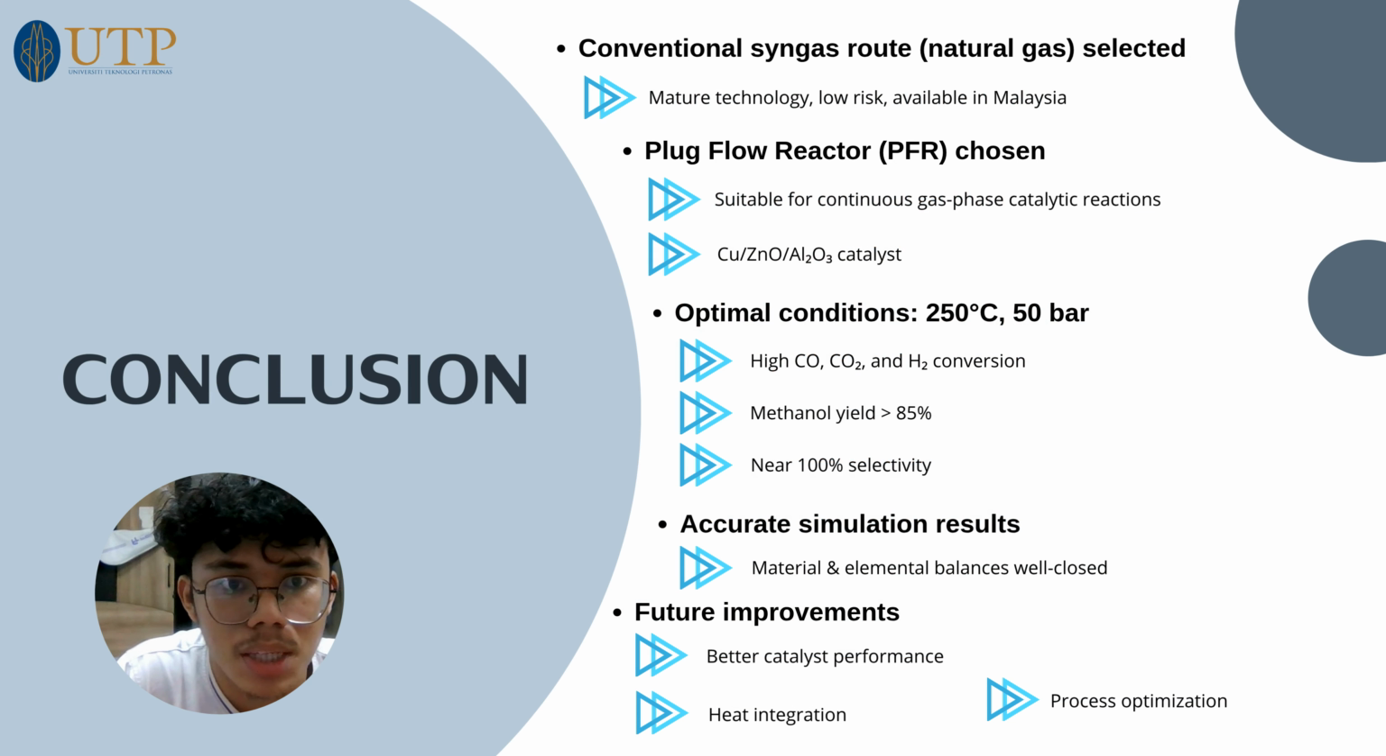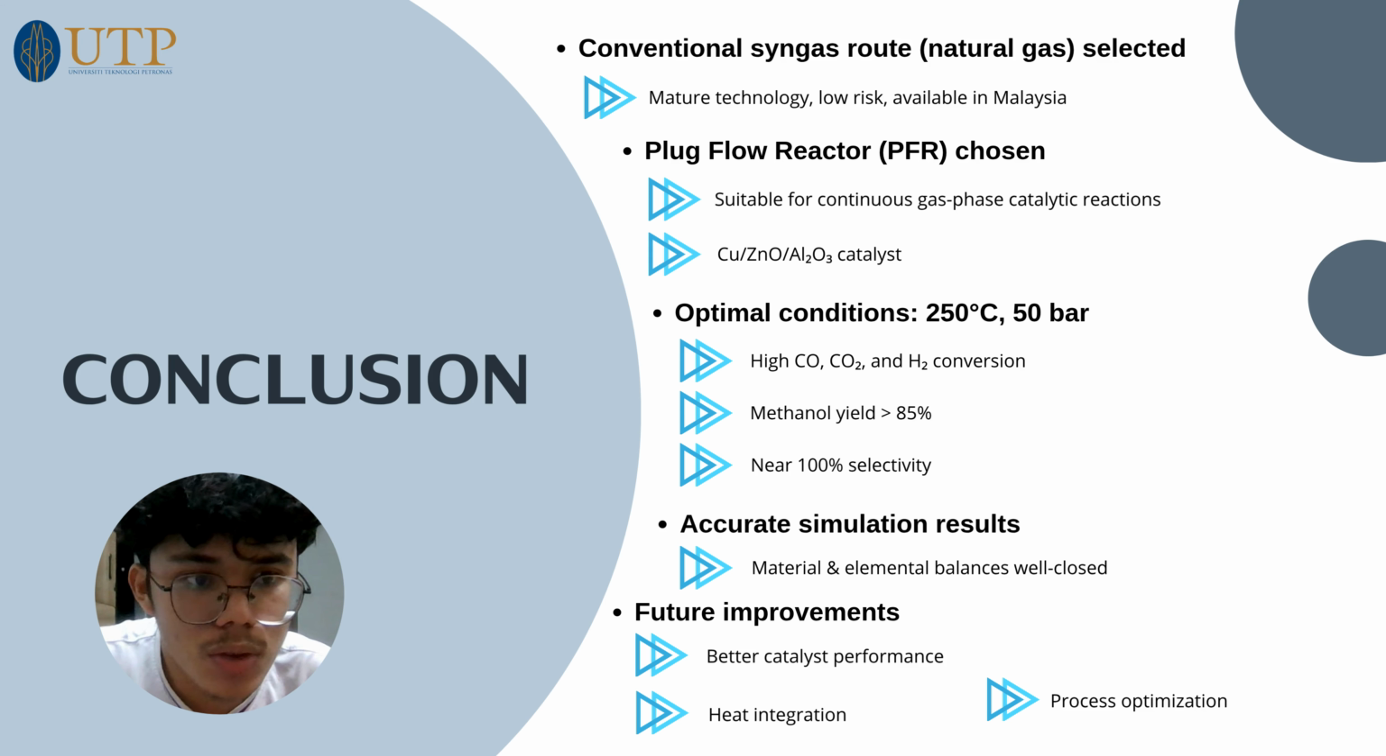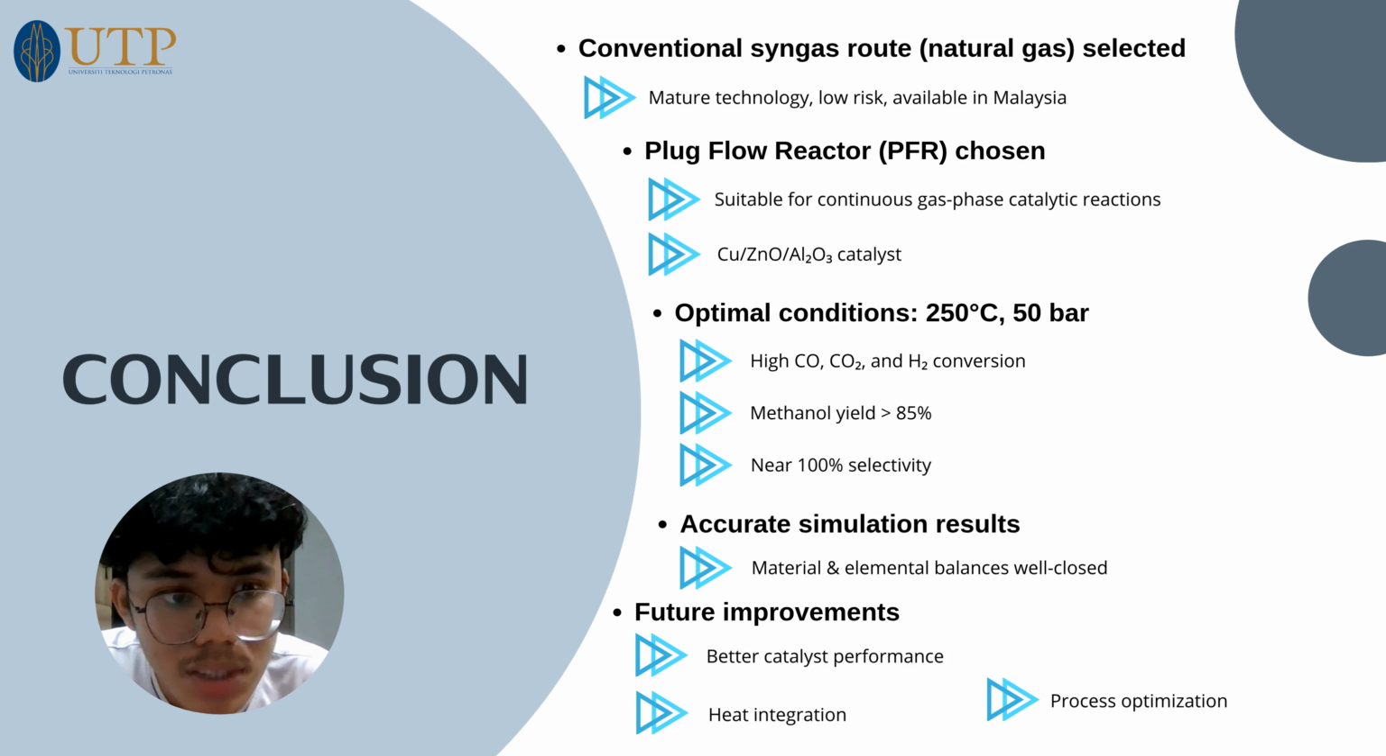Hi, I'm Farhan, and I'm going to talk about the conclusion for our report. First of all, we choose a conventional syngas route using natural gas because it is a proven technology with a low risk and it is very suitable in Malaysia. Secondly, we selected PFR, which is known as a plug flow reactor, since it works well for continuous gas phase reaction. And for the catalyst, we use copper, zinc oxide, and aluminum oxide.